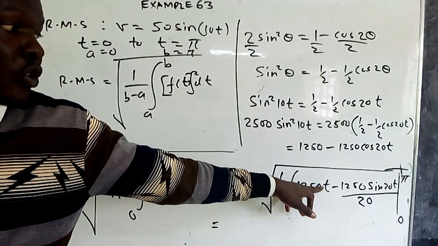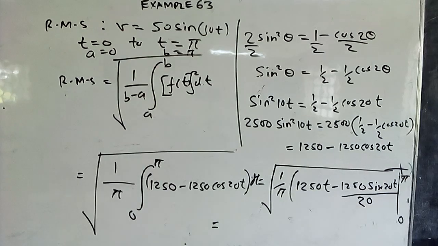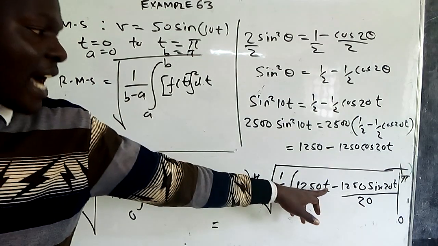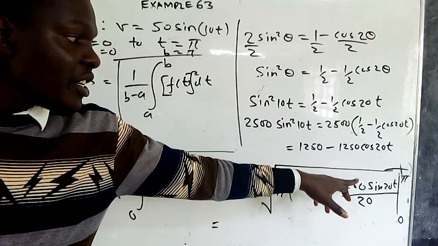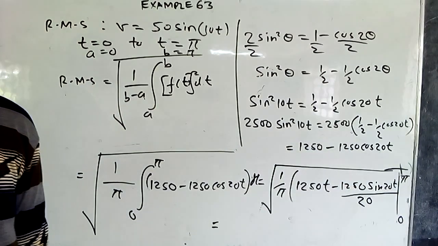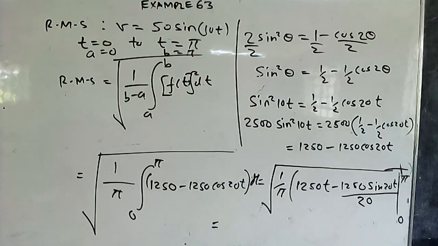You say your answer is T. So you start with pi, isn't it? Are we together? Yes. 1 over pi, then in bracket 1250 answer minus 1250 sine 20 answer divided by 20, isn't it? Are we together? Sine 20 answer. Because it is 20 answer, isn't it? Close. Then over 20. Yes. What do you have to be the answer? You started with pi. Calculator is in R. It is coming out to be an error.